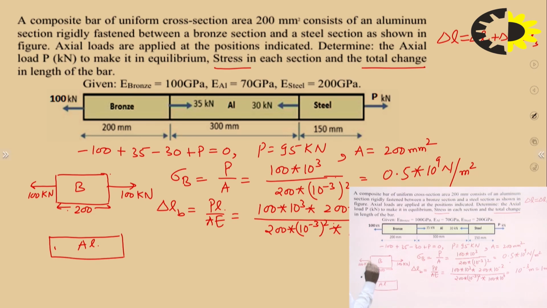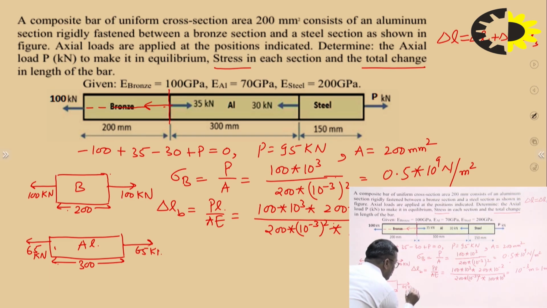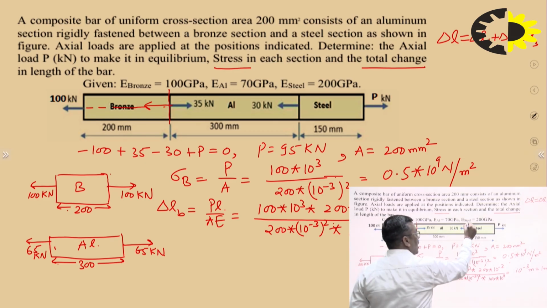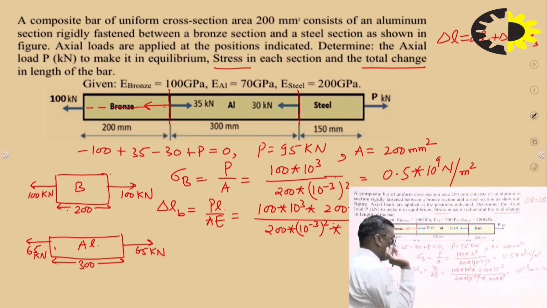What is the length of this? 300. Load is how much? Now this 100, if I am shifting this force to here, this is 100. So on this plane, the net force will be 65 kilonewton. So obviously the other side of this must be subjected to 65 kilonewton. Am I right? Okay. This side of the aluminium plane must be subjected to 65 kilonewton.